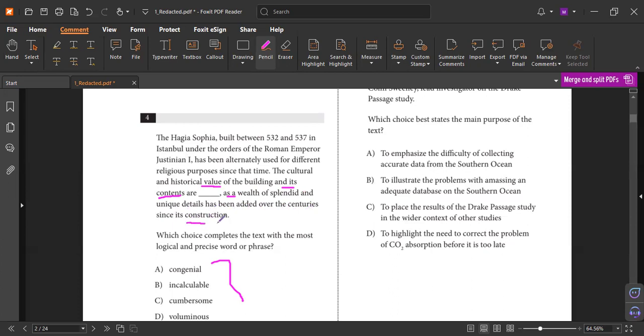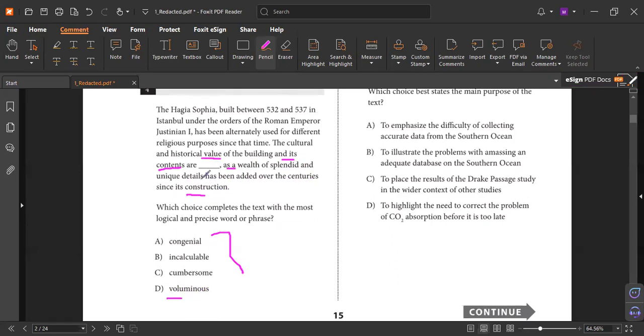So we need something positive, something positive. Volume. We're not talking about volume, of course. How can I say the value and the contents are volume? We're not talking about objects having volume or not. So these are wrong. Congenial has the Latin root gen. And I told you the Latin root gen tells you about something love or lovely, or it talks about kindness. So how can I say the value and the contents are lovely or attractive or fascinating or exciting? It does not make sense. That means A is wrong.